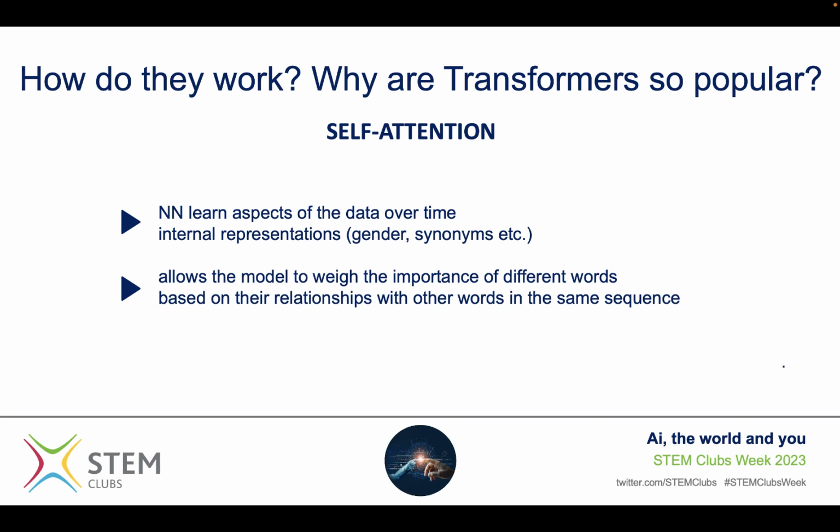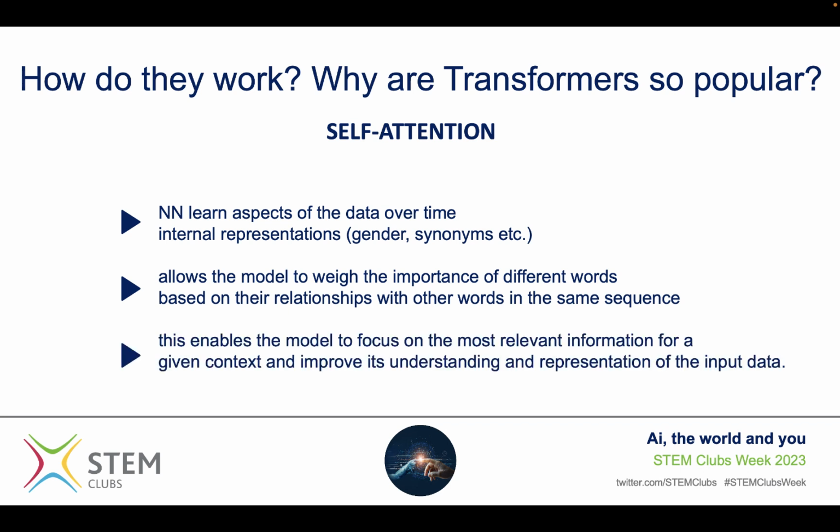Self-attention allows the model to put an importance on the different words in a sentence. Based on the relationship of the words in a sentence with other words, the models can weigh this and therefore learn the context in that sentence. So it enables them to focus on the most relevant information in a sentence and for a given context. Overall, this leads to better performance and understanding of those representations of the input data.